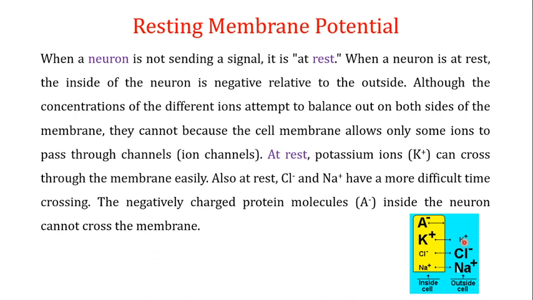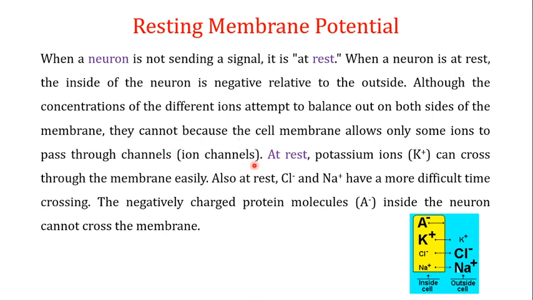Now, although the concentration of different ions, the positive and the negative ions, attempt to balance out on both sides of the membrane, they cannot, because the cell membrane, because of its selective permeability, allows only some ions to pass through the channels, which are known as the ion channels, and I will be focusing on these ion channels at the end of this video.